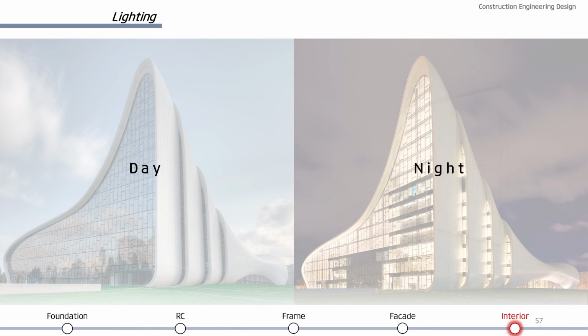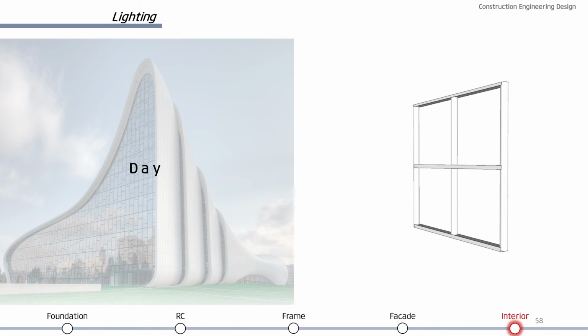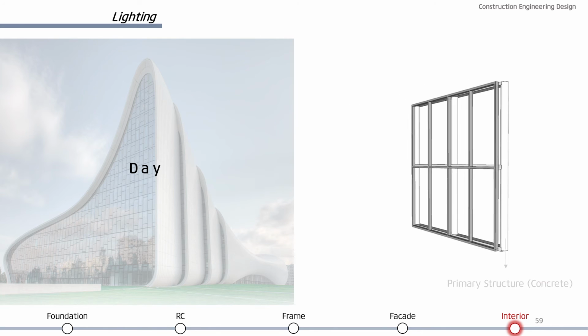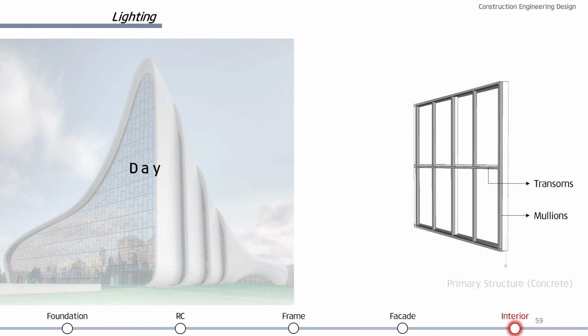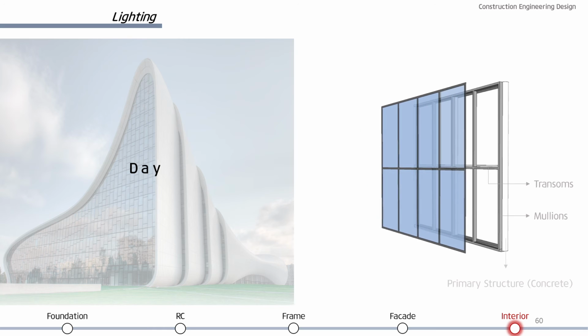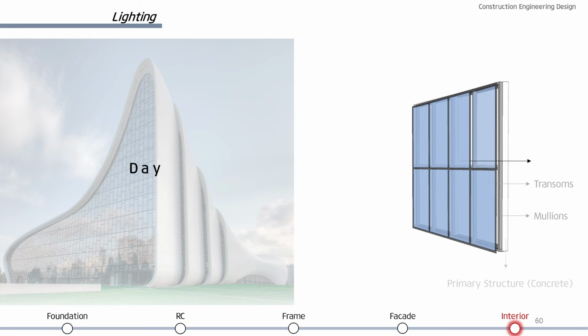To create the giant glass curtain wall, it begins with a concrete primary structure that is a part of the main structure of the building. Next, a secondary frame is attached with horizontal beams called transoms and vertical beams called mullions. Lastly, pre-assembled glass units are attached to the transoms and mullions to construct the final design of the glass curtain wall.